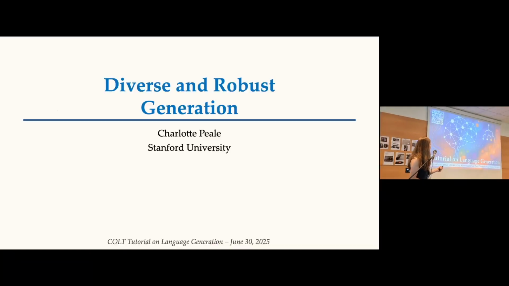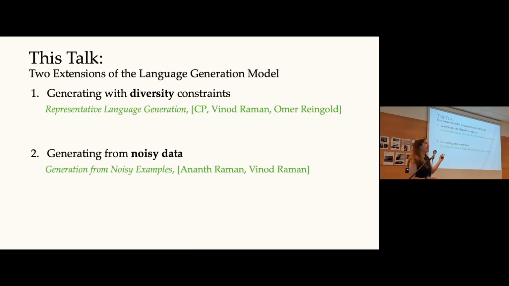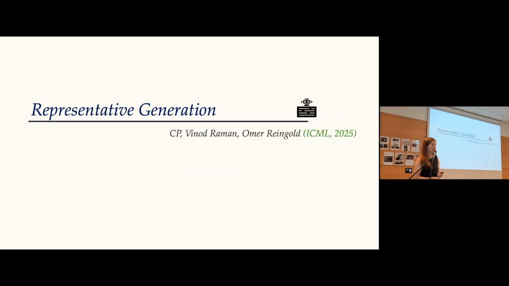Hi everyone. So as Chirag said, I'll be talking about two extensions to this language generation model that we've been talking about today. One thinks about generating with what I'm going to call diversity constraints. This is a paper called Representative Language Generation. Another recent paper is on generating from noisy data, when the adversary does not always give us points from the true language. I'll start by talking about this first paper.